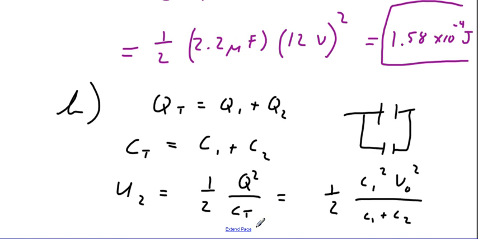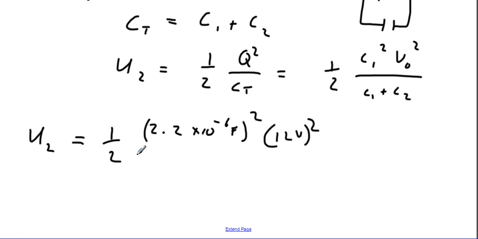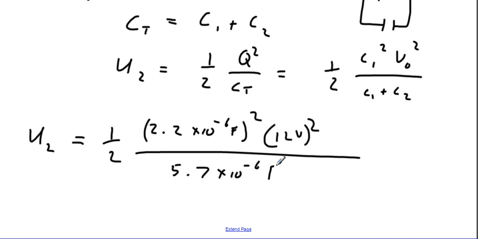Okay, so I'm going to put those numbers into my calculator and find that U2 is going to be 1/2 times 2.2 times 10 to the minus 6 farads squared, 12 volts squared, divided by, I'm going to add them both together, 5.7 times 10 to the minus 6 farads. And I end up with 3 significant digits again. I end up with 6.11 times 10 to the minus 5th joules for my B answer.